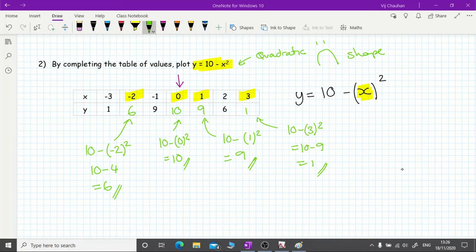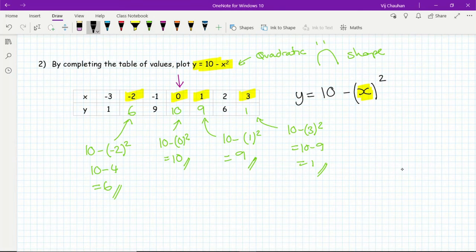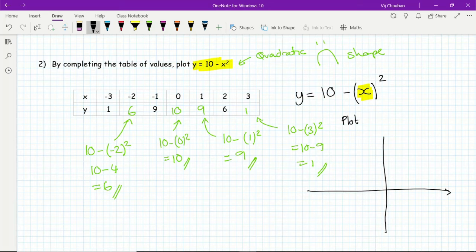Now from this, what we've got is our coordinates, the coordinates I need to plot. I know straight away from this that it's going to be a U-shape. Now the question is, if I need to manually draw my graph, what am I going to have as my axis scale? On the x, the smallest x value I've got is -3, so I'm going to have -3, and the biggest value is going to be 3.